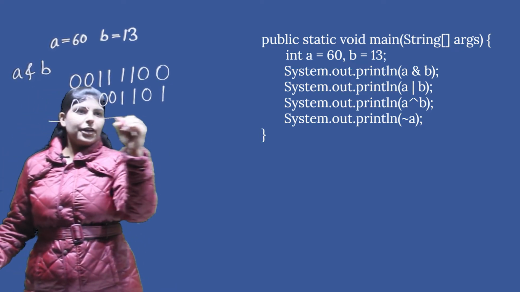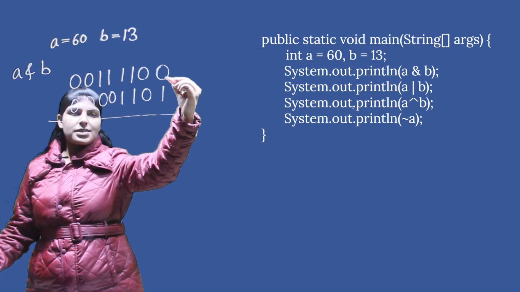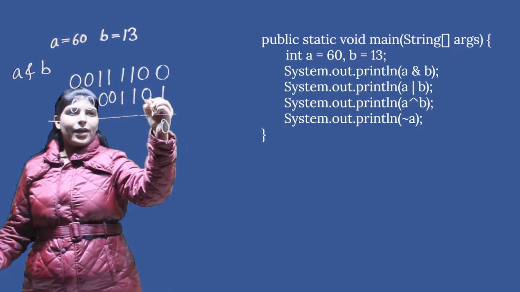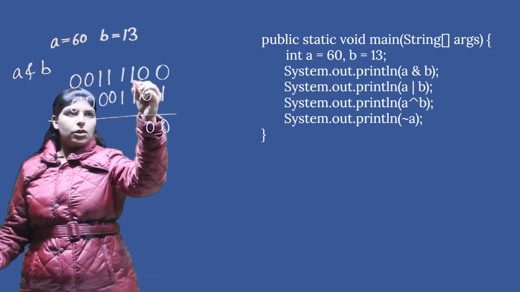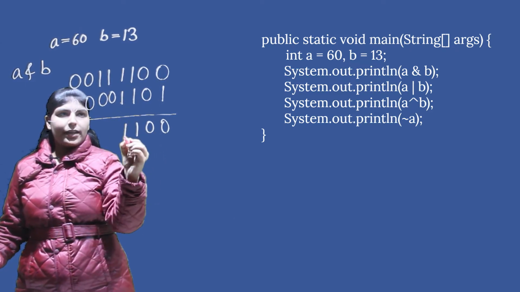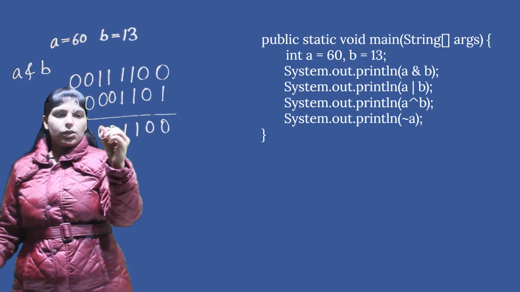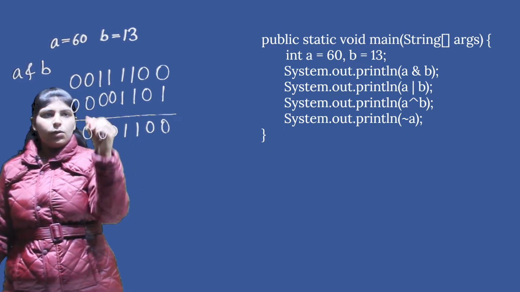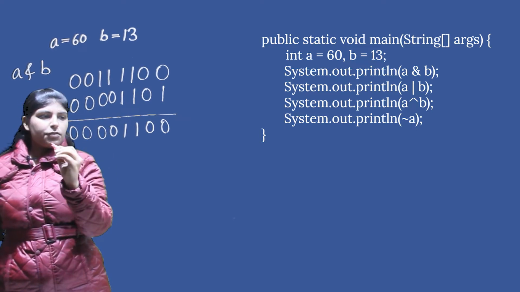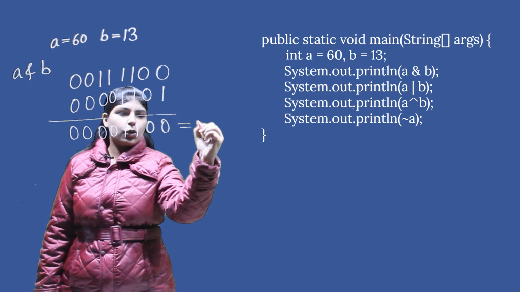Now if I do bitwise AND, here I have 0 and 1. One of them is 0, so I'll get 0. 0 and 0, both are 0, so I'll get 0. 1 and 1, here I'll get 1. Here also both are 1, so I'll get 1. 1 and 0, I'll get 0. 1 and 0, 0. 0 and 0 is 0. 0 and 0 is 0. So finally this is the result of the AND operation and the value here is 12.